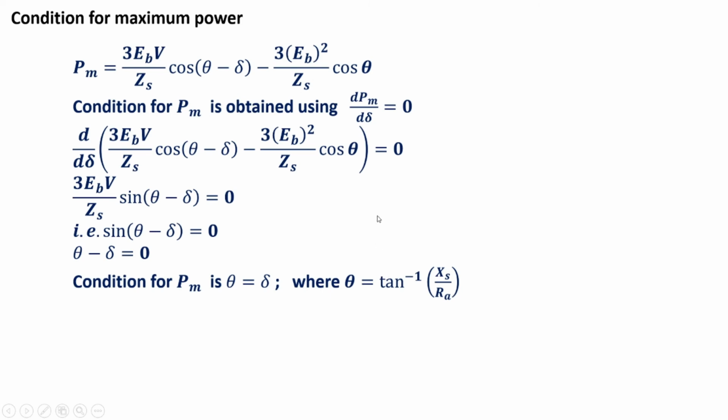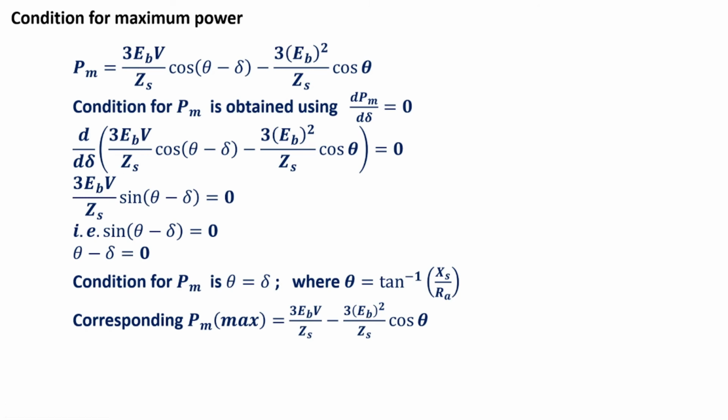Substituting this condition in this equation, the corresponding Pmax is obtained as 3 EBV by Zs minus 3 EB square by Zs cos theta. When we neglect armature resistance, Zs becomes Xs and theta becomes 90 degrees, and corresponding to that condition, this part won't be there. So, neglecting armature resistance, the maximum power becomes 3 EBV by Xs.